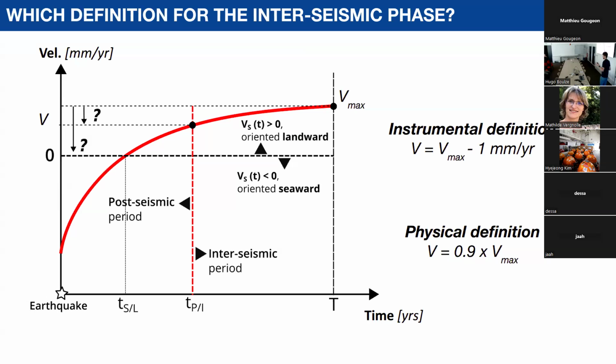So at the end, what is the definition of the inter-seismic phase? Here you have through time the velocity of a point located at the surface of the overriding plate. There is one time that is important in the life of this point, when the velocity goes from seaward to landward. When your velocity is negative, you are oriented to the west, if we consider the east velocity. And there is this time where your velocity becomes positive, and now the velocity is oriented toward the land.